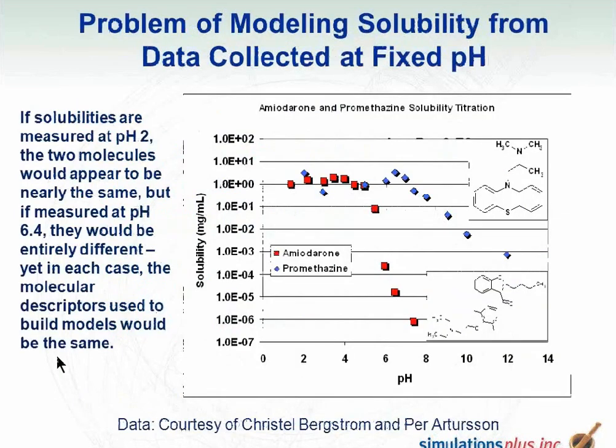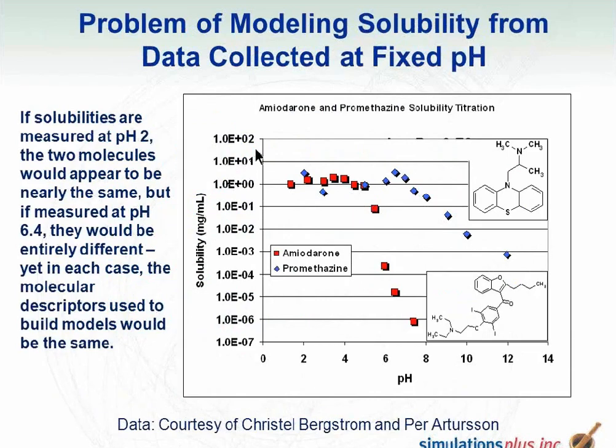This slide illustrates the problems with trying to model solubility from data collected at a fixed pH. Along the y-axis, we have the solubility in milligrams per milliliter, and along the x-axis, the pH for these two particular molecules. Note that they both have a protonatable amine contained in the molecule. So if we were to obtain the solubilities at a pH of 2, these two molecules would have very similar solubilities. If we obtain the solubilities closer to pH 7.4, you see that these two have very different solubilities.